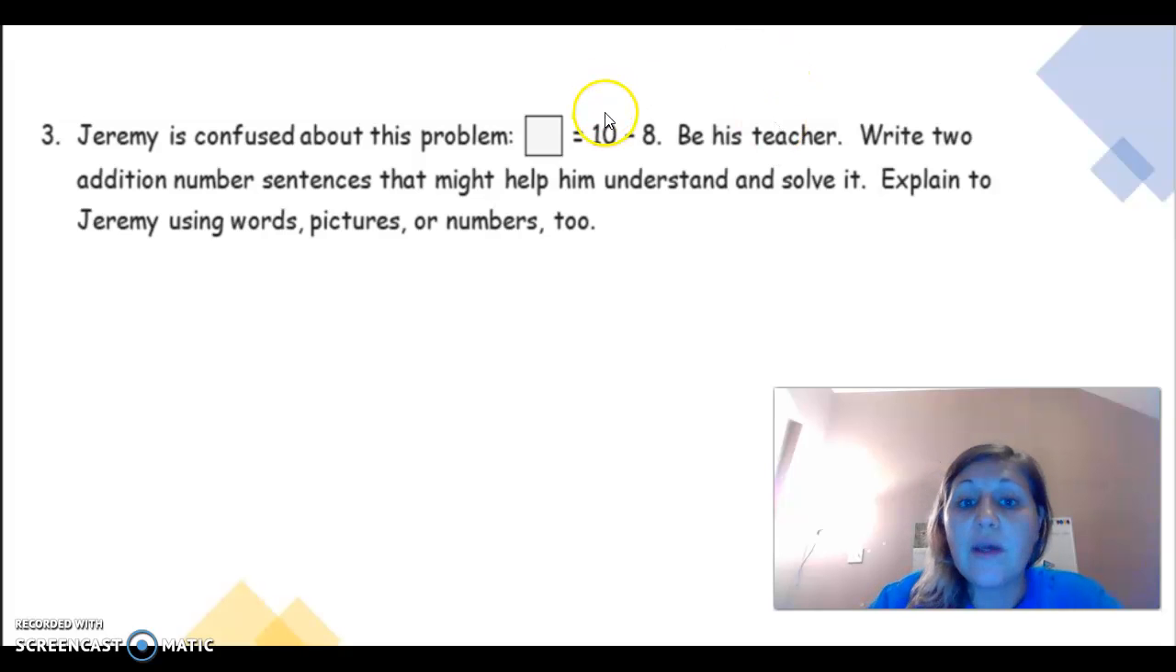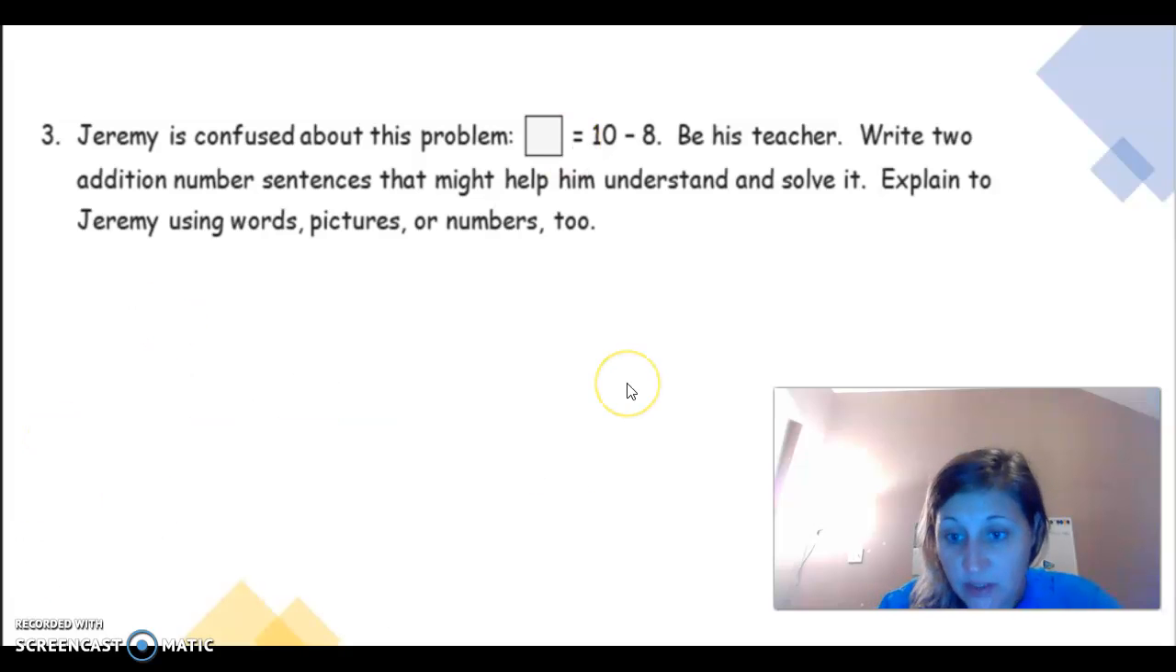So, Jeremy is confused about this problem. How many equals 10 minus 8? You need to help him. You need to explain how to solve this problem by using 2 addition number sentences.